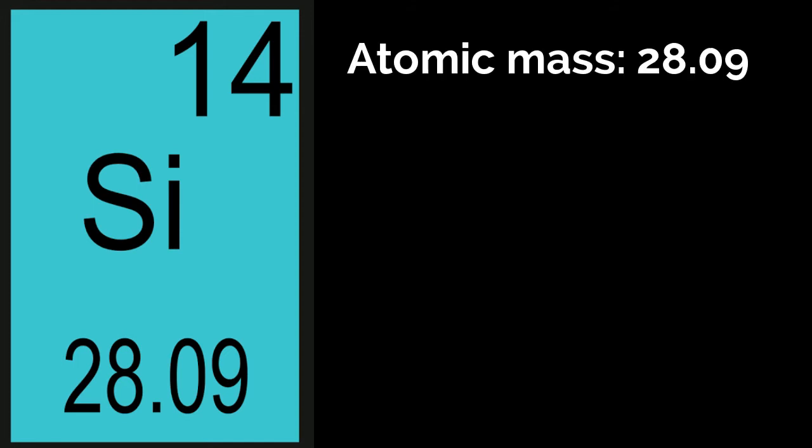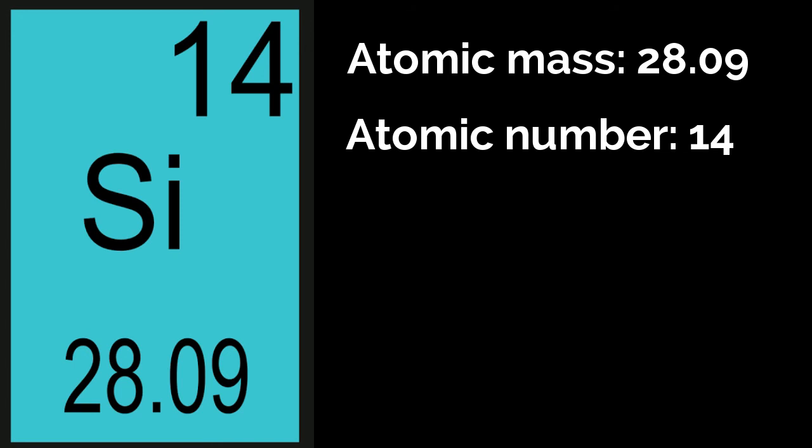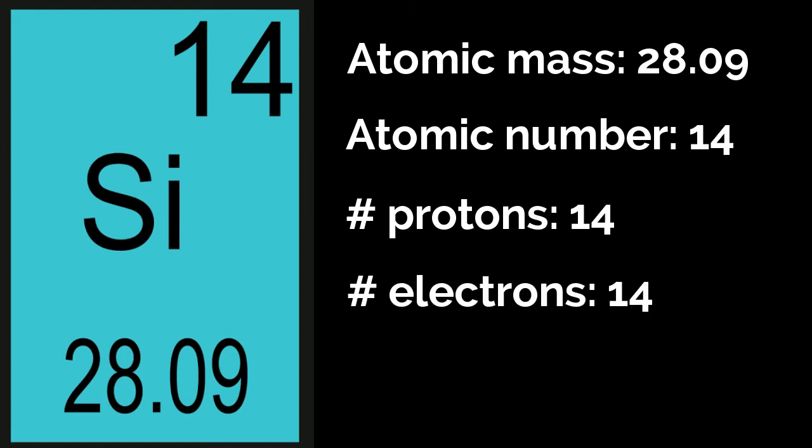Silicon. Atomic mass is 28.09. Atomic number is 14. Number of protons is 14. Number of electrons is 14, since in a neutral atom, number of protons is equal to the number of electrons. To get the number of neutrons, subtract atomic number 14 from the mass number 28.09. The number of neutrons is equal to 14.